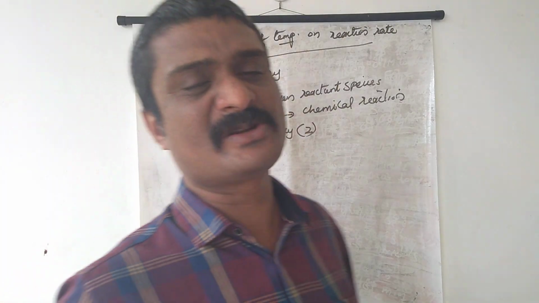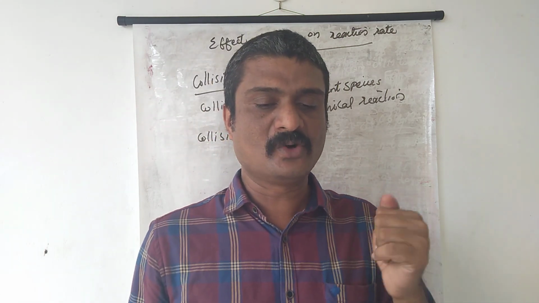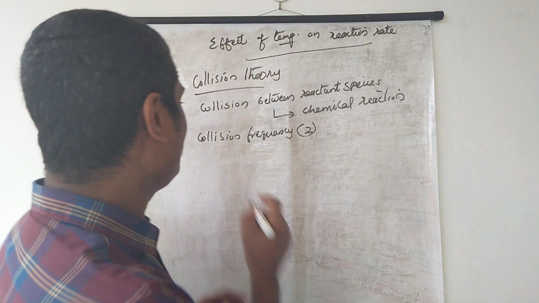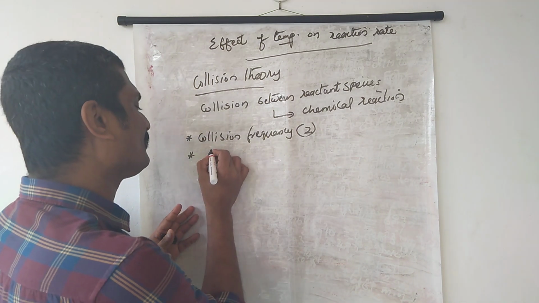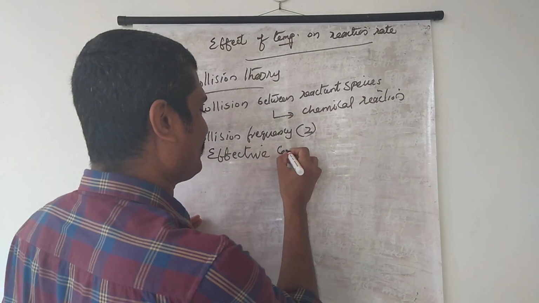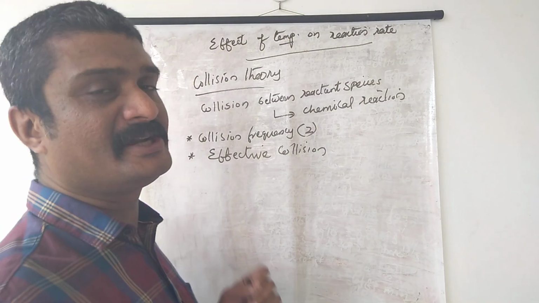Collision frequency is the number of collisions between the reactant species per unit volume of the reaction mixture. The collision which leads to the formation of the product is called effective collision. That means only effective collision leads to chemical reaction.